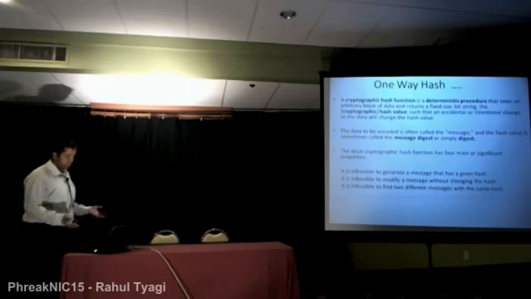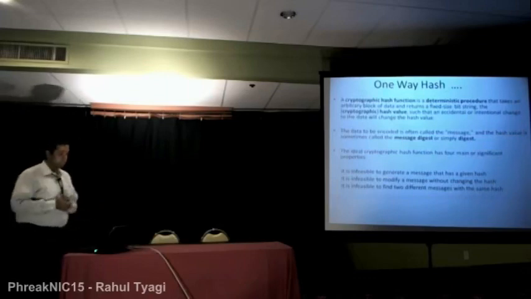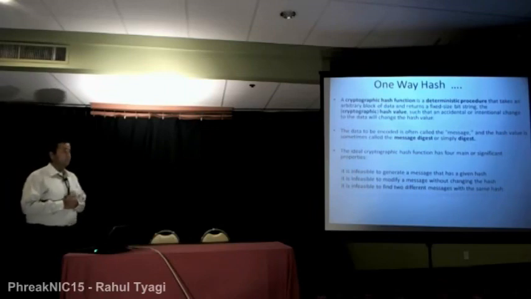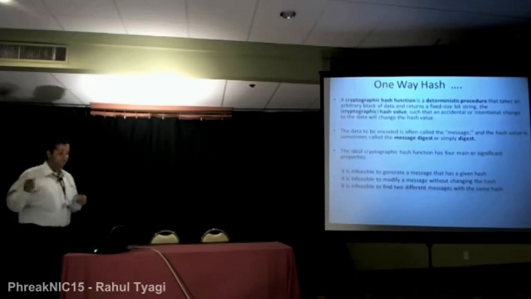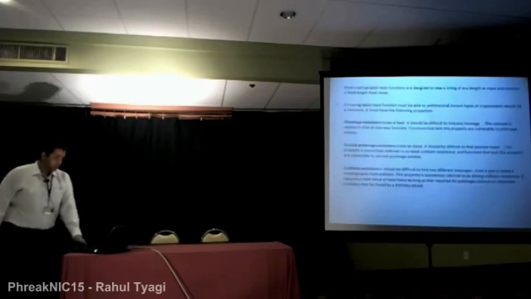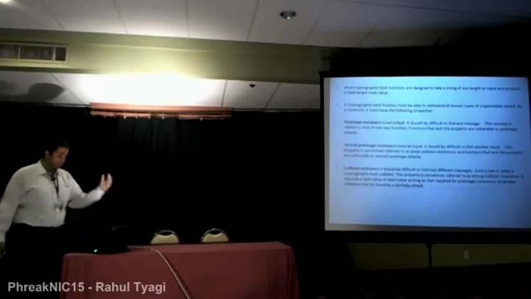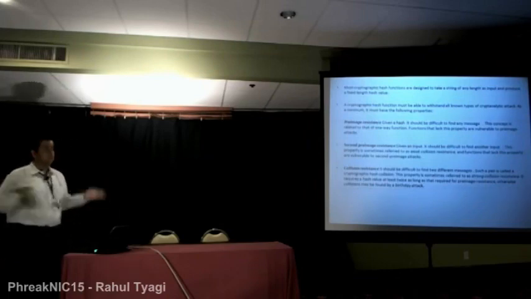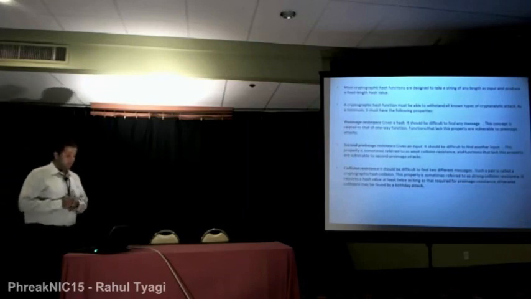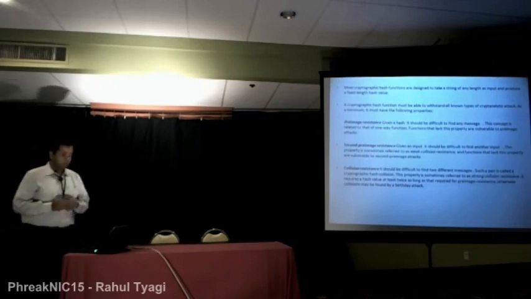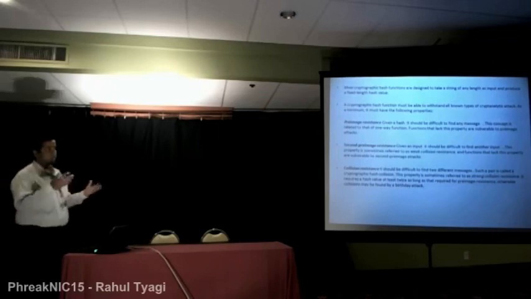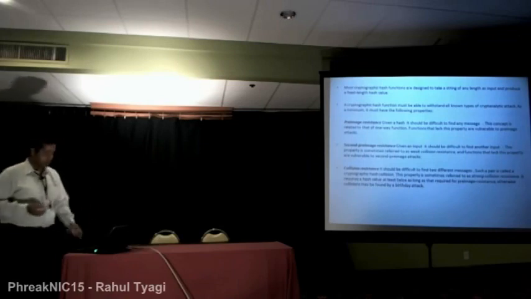It's also infeasible to find two different messages with the same visual hash. It's impossible for you to get the same one-way visual hash for two different credit card numbers. This is from Wikipedia. A few things: pre-image resistance. Given a hash, it's difficult to find the message, and given an input, it would be difficult to find another input with the same hash. In this case, no two different credit card numbers would have the same visual hash.